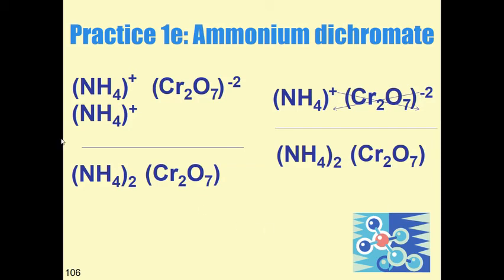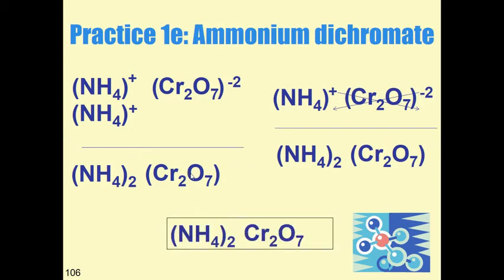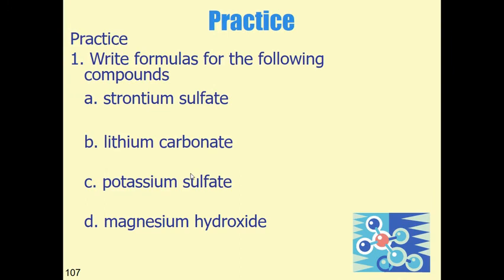Okay, why don't you practice these? Pause the video, try them, and then come back. Okay, welcome back. Strontium sulfate. You get SrSO4, or you can write it as Sr(SO4). Strontium has a charge of +2. Sulfate has a charge of -2, so they're already balanced.